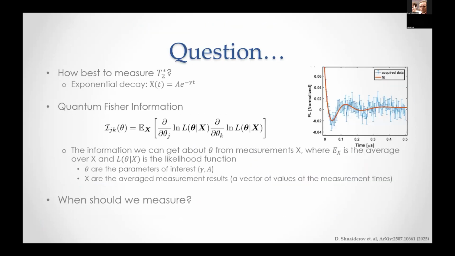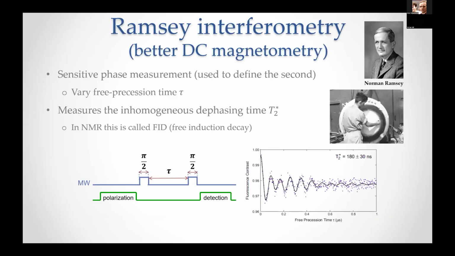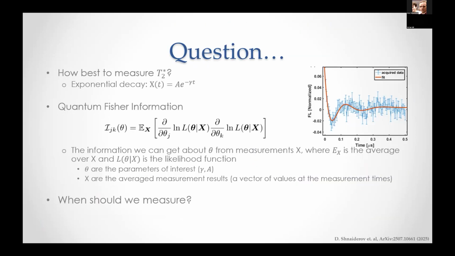I don't have an exercise session today, so I'm just putting this up there. I was wondering, how should we measure T2 star? So, you have this plot. You can fit it to a decaying cosine and extract the T2 star. But what's the best way to do this? It's actually a silly question. I asked this during one of my talks at Bar-Ilan University, and someone actually listened, so they wrote a paper with an answer.